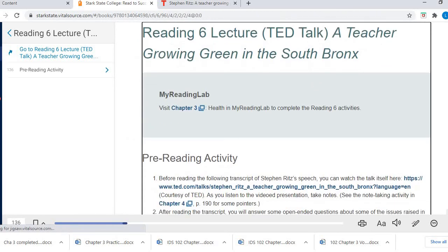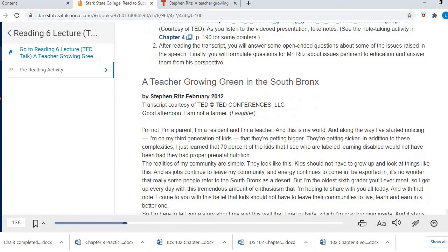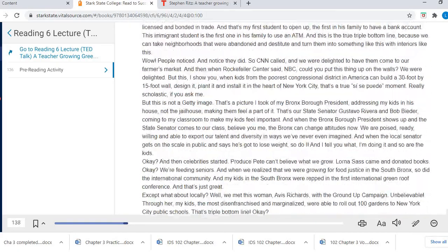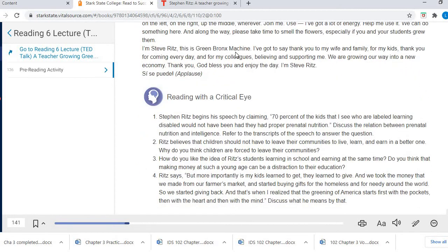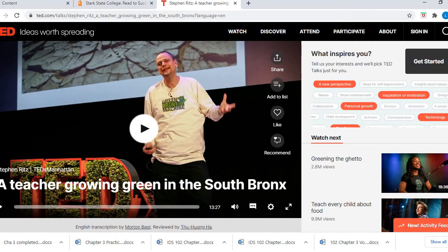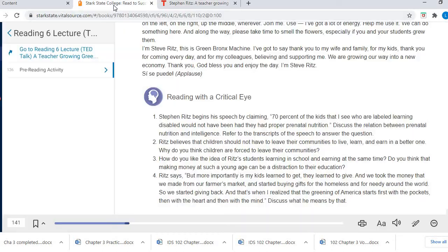This is another one where, here we go, you can do the pre-reading. Here's the actual article. I think it always looks overwhelming in the textbook, especially online. If you wanted to, I just Googled the name, Teacher Growing Green in the South Bronx. It's about 13.5 minutes. He has a lot of energy, so you could listen to this if you wanted to. And instead of reading or in addition to your reading, you can have it playing as you read, whatever you would like to do.